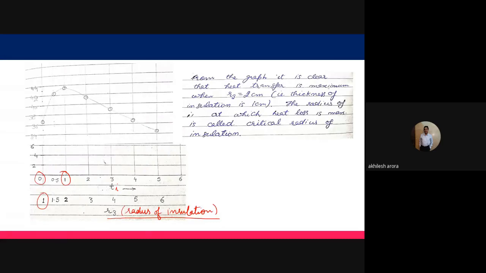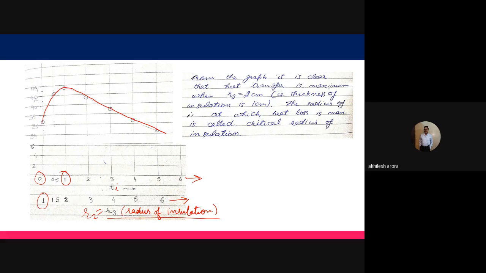At 1 centimeter thickness, it is the maximum value, and this is the value of thickness of insulation. This is the thickness of the insulation, and this is the radius of the insulation. When the thickness is 0, the radius of insulation is R2 only, because when the insulation thickness is 0, then R3 is equal to R2. You can see how it is varying. It is going up to a maximum value and then coming down.